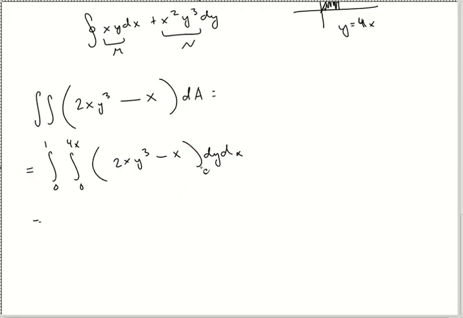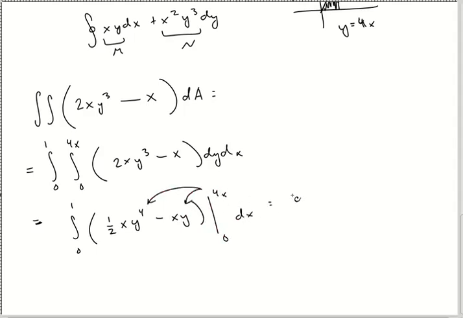All right. To integrate in terms of y, I'm going to add 1 to the power and divide by the new power. Divide by 4 is going to make a 1/2 in the very front. x y to the 4th minus now xy from 0 to 4x dx. Go ahead and substitute it in: 1/2 x times 4x to the 4th minus x times 4x dx.